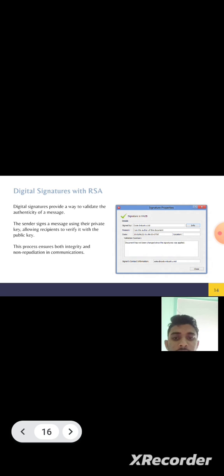Digital signatures with RSA. Digital signatures provide a way to validate the authenticity of a message. The sender signs a message using the private key, allowing recipients to verify it with the public key. The process ensures both integrity and non-repudiation in communications.